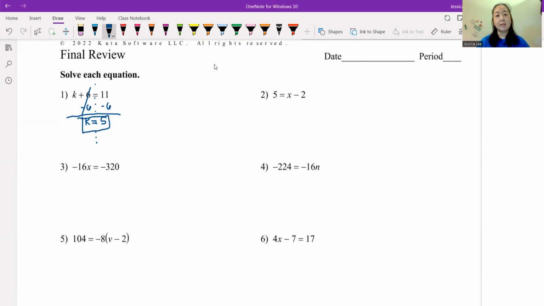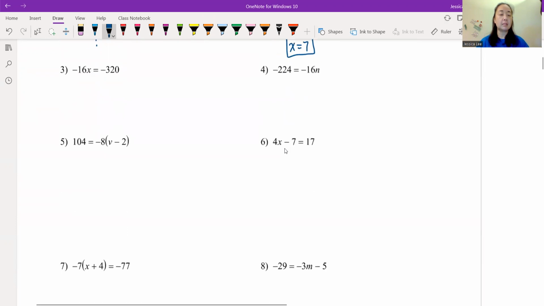And then the next one, here the x is on the right-hand side. Since it's subtracting 2, we just have to add 2 to both sides of the equal sign, and the 2's are going to cancel out. We just get 7 is equal to x, or I like to rewrite it as x equals 7. Either way is fine, but tradition is we like to keep the x's on the left-hand side.